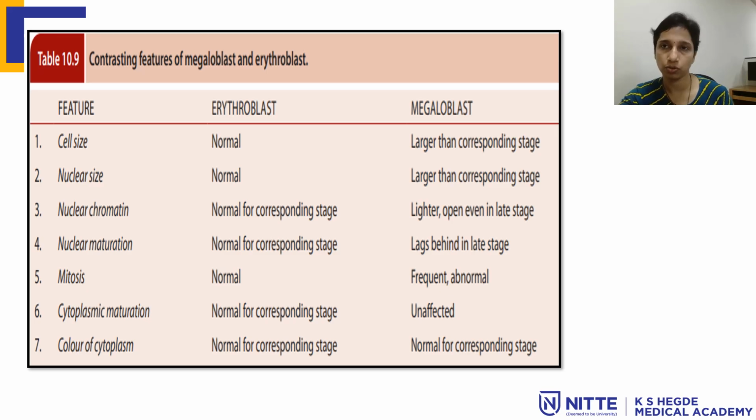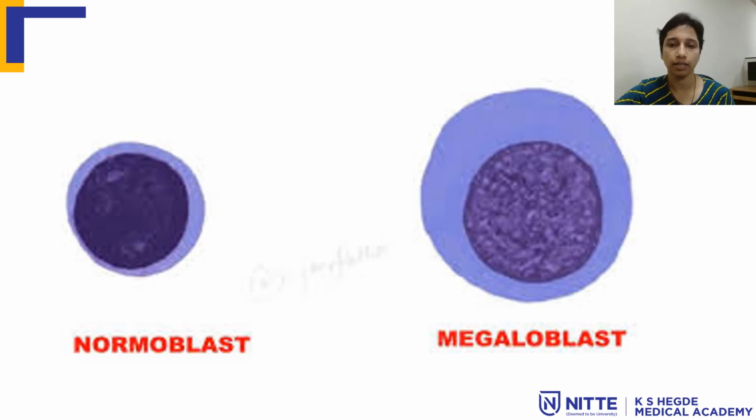As they mature in a stepwise manner, as already covered in the beginning, the nucleus should undergo condensation. But that condensation doesn't happen in megaloblastic anemia because there is some defect in the nuclear maturation. The maturation of the nucleus lags behind the cytoplasmic maturation, causing open, pale chromatin. So the nuclear chromatin will be lighter or pale in megaloblastic anemia. That is why the size of the cell is larger compared to a normal erythroblast.